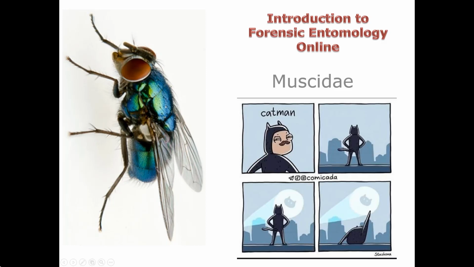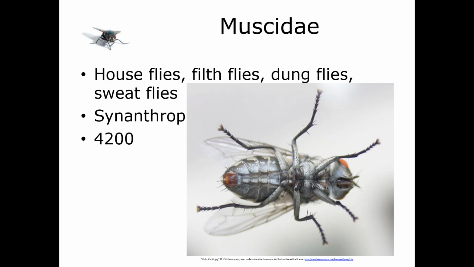Okay, now let's move on to the next most common family that we find on bodies. These are the houseflies, or the Muscidae. So muscids are commonly known as houseflies or filth flies, dung flies, sweat flies. I think you can sort of see all the commonalities here. And these will include significant blood-feeding parasites, vectors of disease agents, and just really freaking annoying adults.